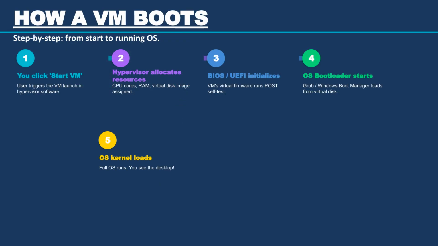The VM boot process starts when you click Start VM. The hypervisor allocates resources, the VM's virtual firmware initializes, and the OS bootloader starts. Finally, the OS kernel loads, and you see the desktop.